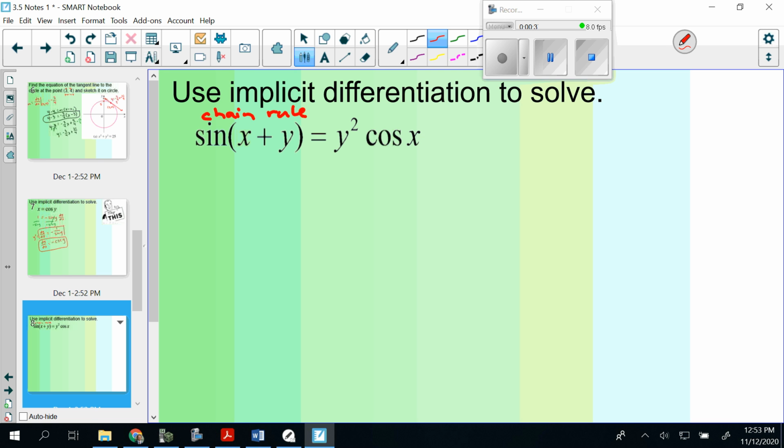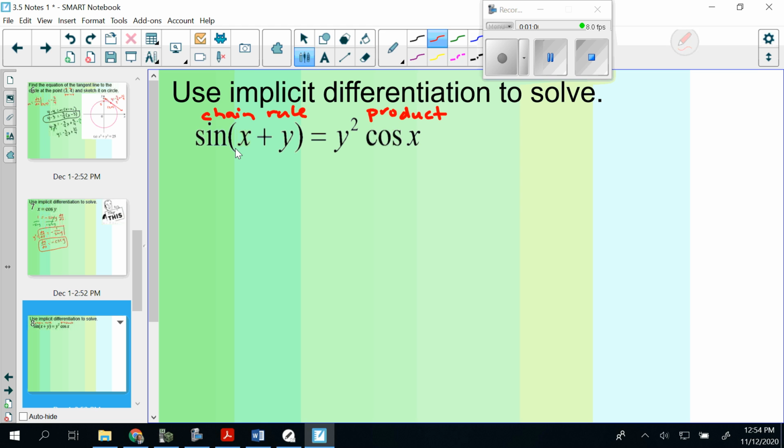Okay, on the other side, we also have two functions. This isn't a function in a function. These two functions are being multiplied. So this side's going to require us to do product rule. So you still have those rules we've done before of product rule, quotient rule, chain rule that you may need to apply when doing implicit.